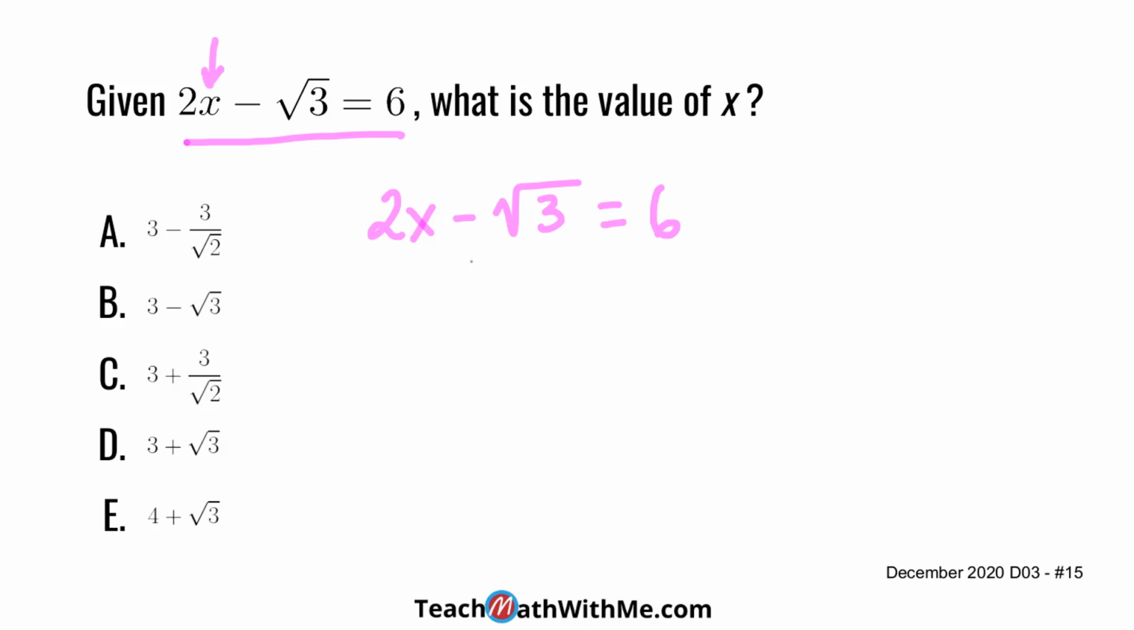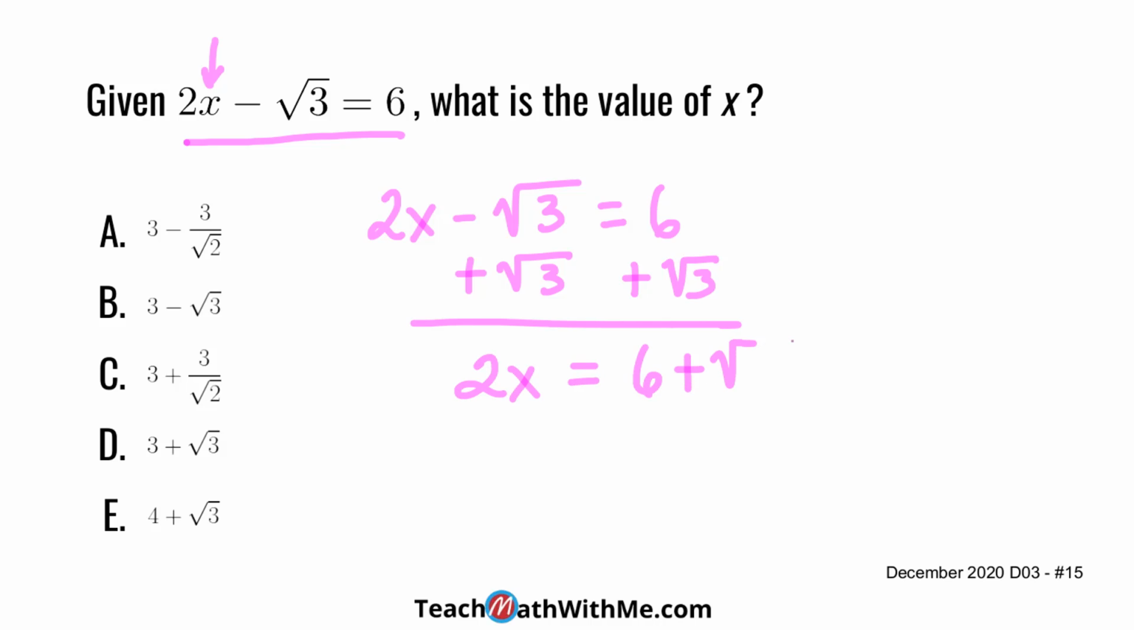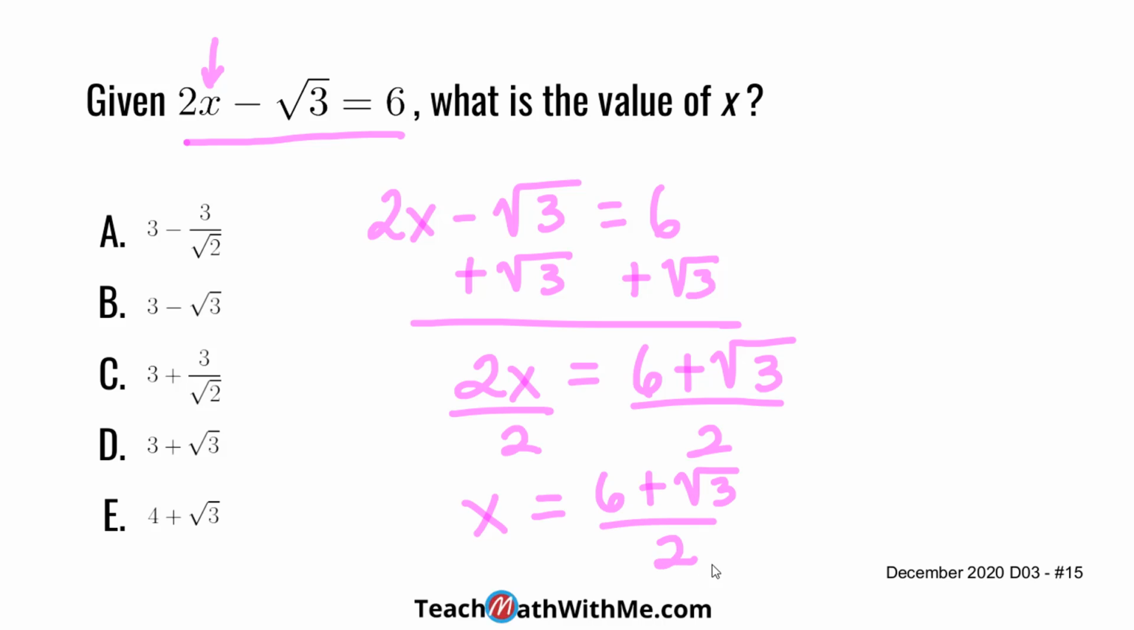I'm going to add square root of 3 to both sides. And when I do that, I have 2x equals 6 plus the square root of 3. I'm going to divide through by 2 to get x by itself. And we have x equals 6 plus the square root of 3 over 2. Now when I look at my answer choices, I don't see anything that's in that form. What I probably need to do is simplify a little bit further.